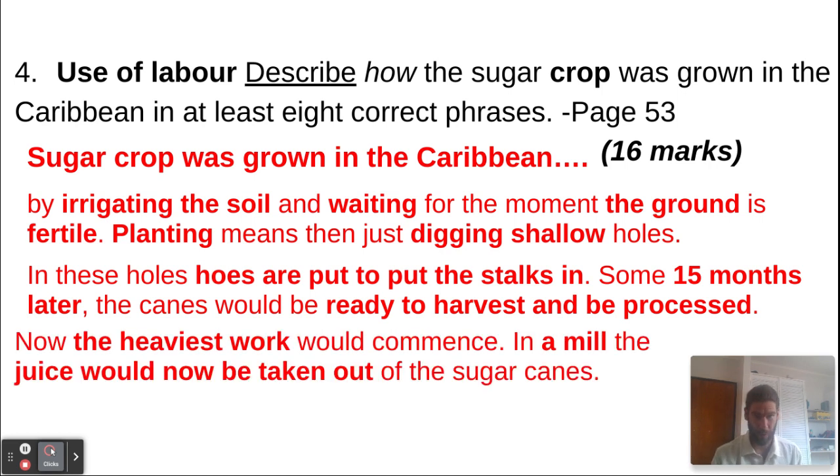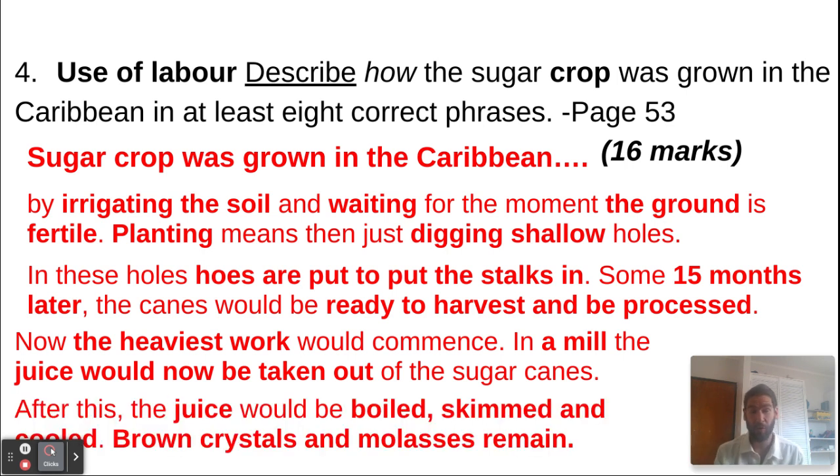Now the heaviest work would commence in a mill, that is dependent on wind. The juice would now be taken out of the sugar canes, and after this, the juice would be boiled, skimmed, and cooled. Brown crystals and molasses would remain. Yes? So, of the brown crystals, refined sugar would be shipped to Europe, and from the molasses, rum would be made, and that would be brought to Europe, but also brought to Africa to trade for slaves.